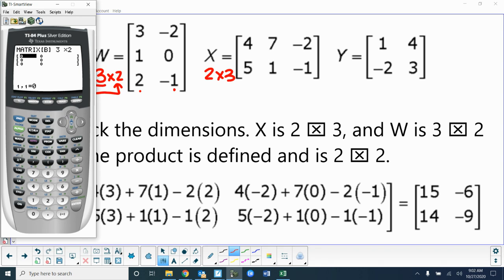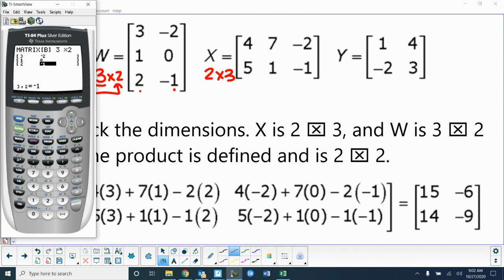Now, put these numbers in. 3 enter, negative 2 enter. 1 enter, 0 enter. 2 enter, negative 1 enter. So it goes across the rows. It'll just go down for you. Any problems?